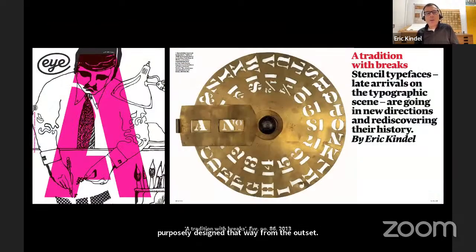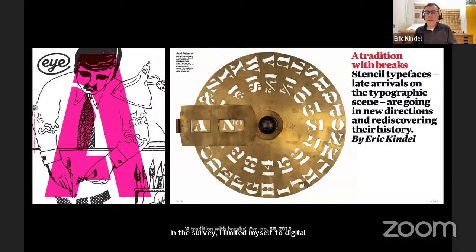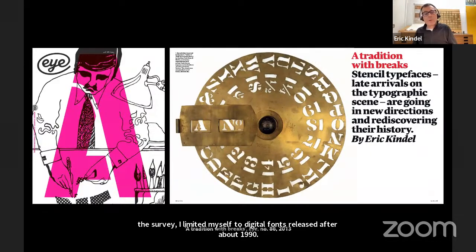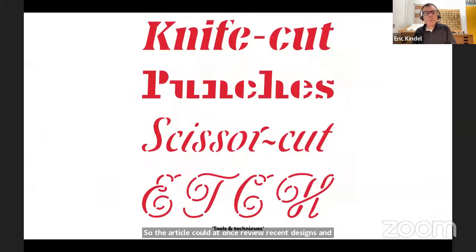Anyway, here now is the article commissioned by I took R.S. Hutchings as a point of departure, so a survey would be the aim, after I discussed some historical aspects of stencil letters and types by way of introduction. In the survey, I limited myself to digital fonts released after about 1990, so the article could at once review recent designs and at the same time link them to certain areas of my research.